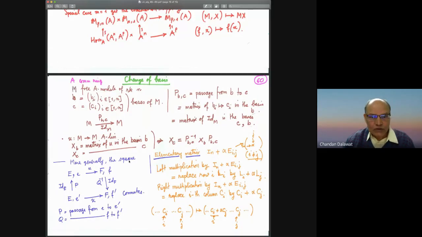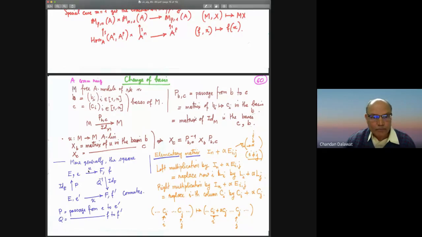So these two are related by this relation. Okay, where is the relation? Yeah, here it is. The commutativity of this diagram is what is meant. So the matrix of U in the basis E prime F prime is going to be Q inverse, the matrix in this basis, times P.